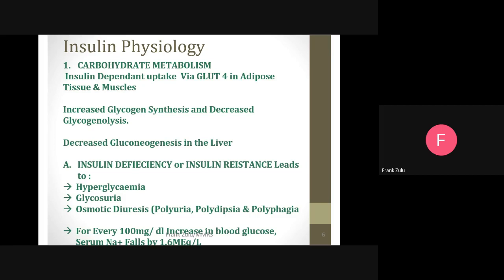Okay? Number three, glucose is an osmotic molecule. By osmotic molecule, what do we mean? It contributes to the osmolarity of fluids. So imagine someone has hyperglycemia, water will start following glucose. So it means someone who has hyperglycemia will end up having what is known as dehydration.